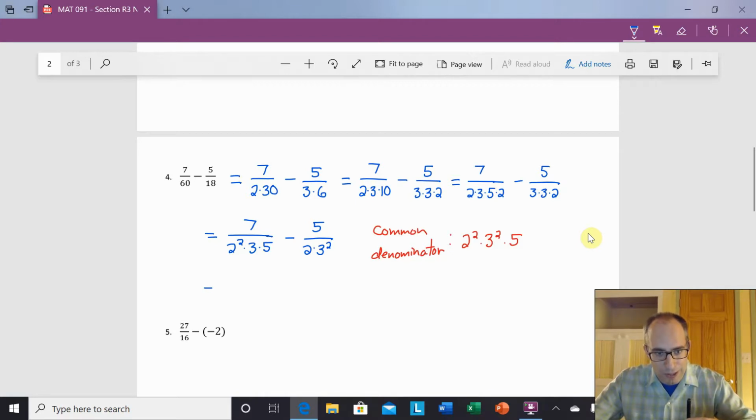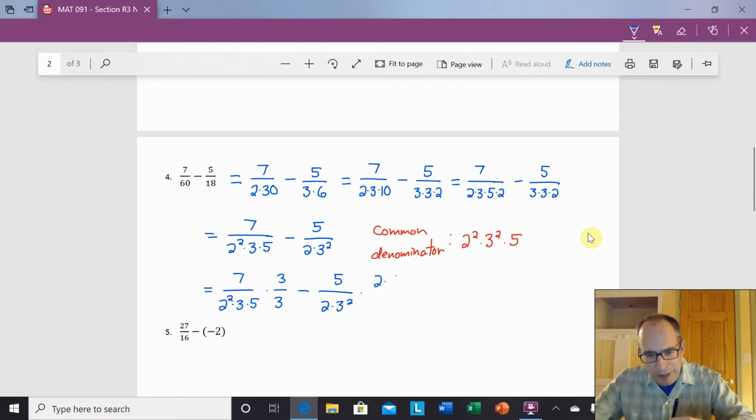All right, so that means that first fraction, we got to multiply by 3 over 3. So 7 over 2 squared times 3 times 5. I'm going to multiply that one by 3 over 3. And then minus 5 over 2 times 3 squared. And then here, I guess you could write this as 10 over 10, but I'm going to make this really explicit and write it as 2 times 5 over 2 times 5.